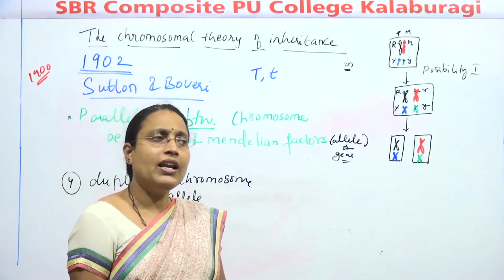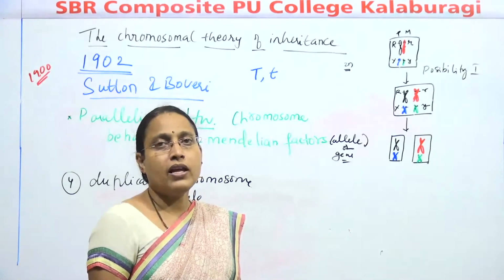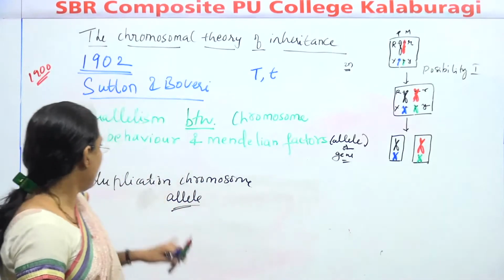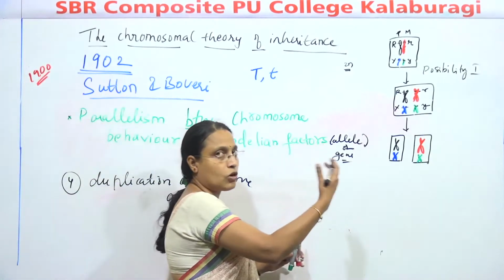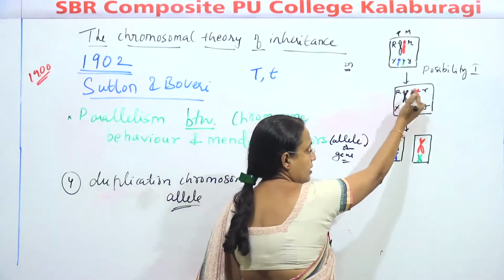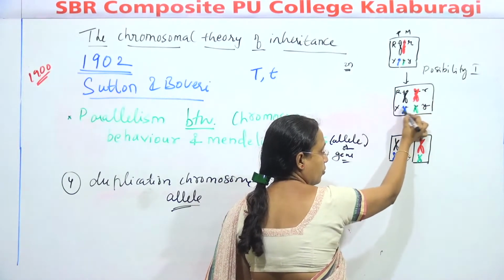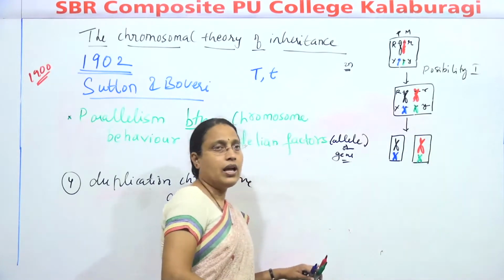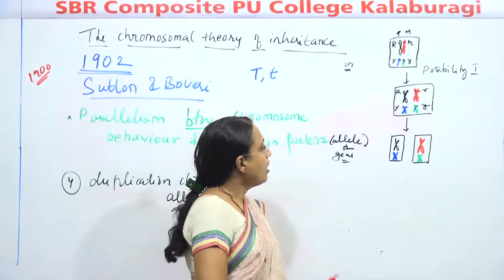Allele was a term coined by Bateson, and gene was a term coined by Johansson. So here, if the chromosome duplicates, along with that even the allele, which is nothing but a Mendelian factor, also gets duplicated. Here, smaller and bigger, two will be duplicated. I have represented only one because the locus is the same.